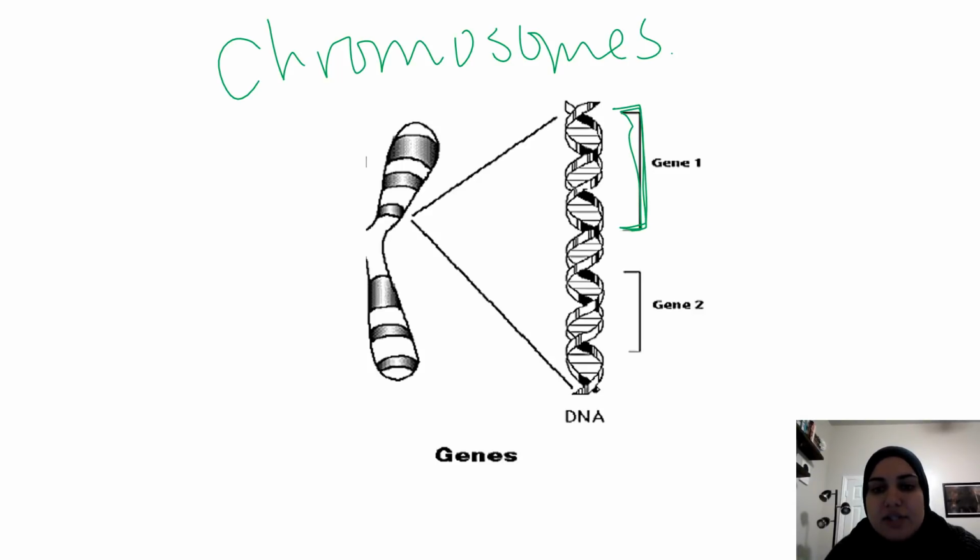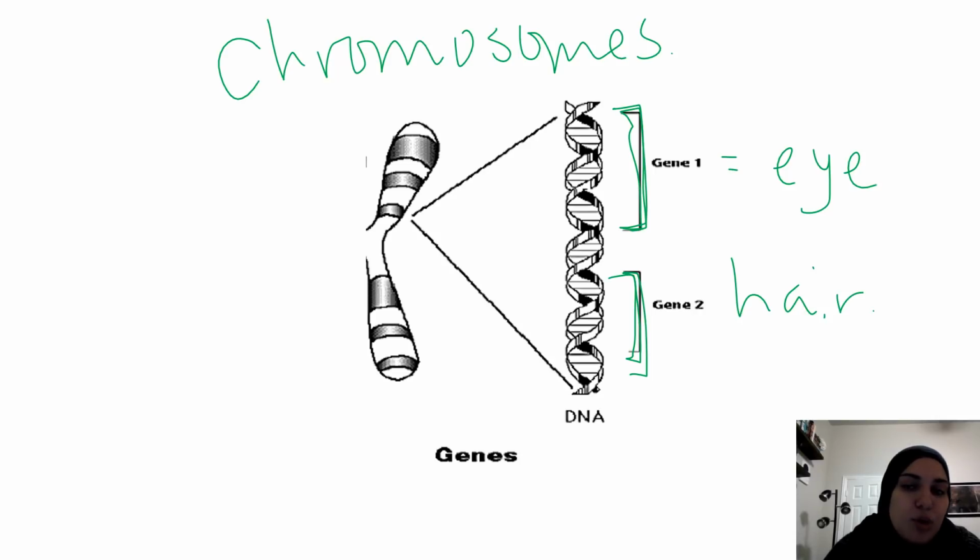A gene is an area of DNA that codes for 1 protein. So in this picture, I have 2 genes. So that would mean I'm coding for 2 different proteins. For example, let's say gene 1 is for your eye color. Let's say gene 2 is for your hair color. So they tell me how to make different proteins, but they're on the same chromosome.